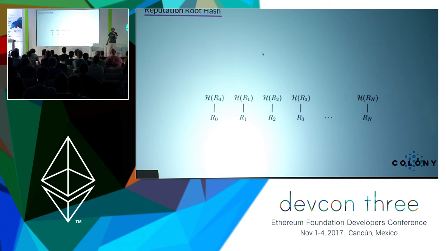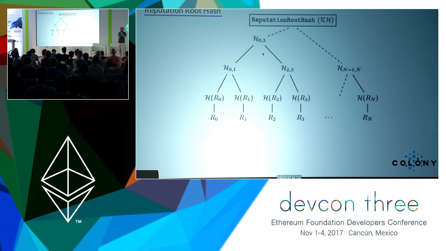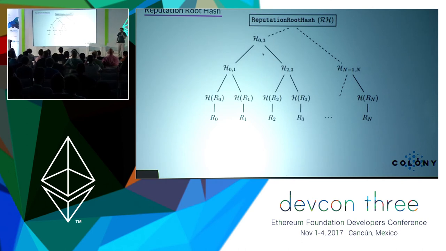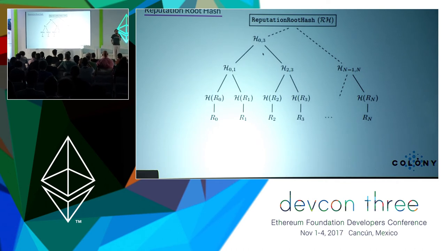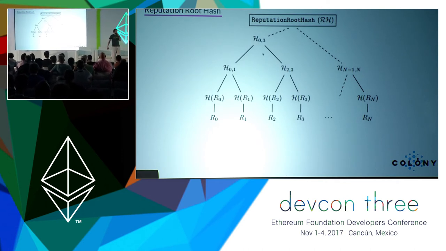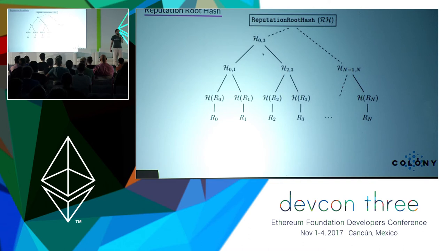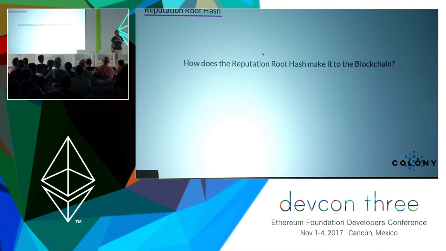And the next step should come as no surprise in this conference, where Merkle trees are mentioned 5 times a day. We hash them pairwise and pairwise and pairwise until we get to a single hash, and that's the only thing we need to store on chain. And referencing that, anyone can prove what their real reputation is. So the only thing left to do is figure out a way to calculate the reputation root hash and to submit it to the blockchain. So how does it make it to the blockchain? And that's this reputation mining procedure.